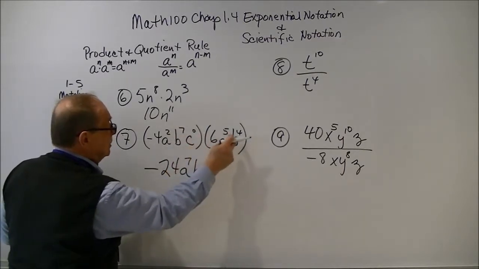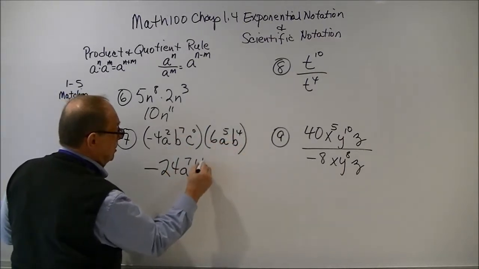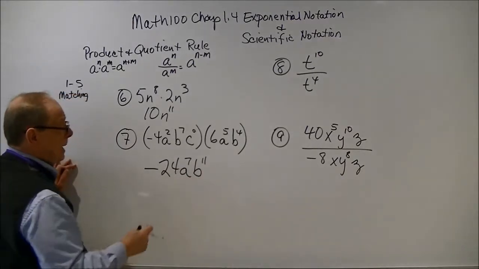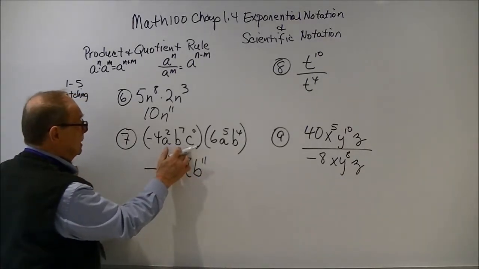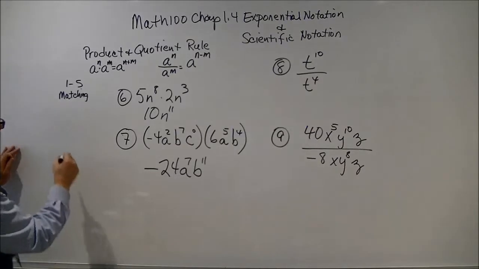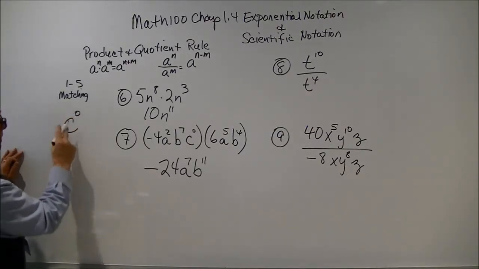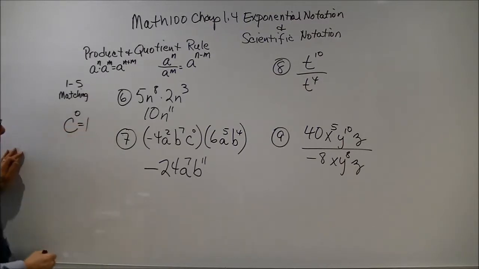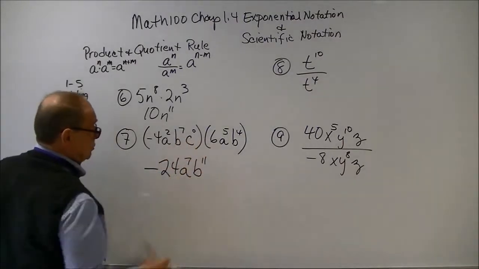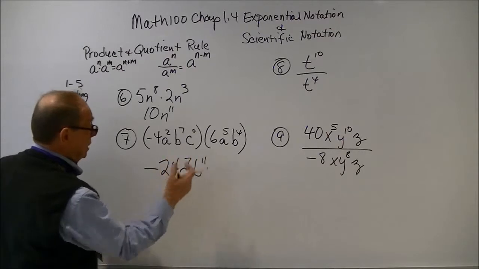B to the 7th, b to the 4th, b to the 11th. And here they're slipping in something that any variable or number that's to the 0 power, that's equal to 1. So we just don't write it. There's a 1 there.